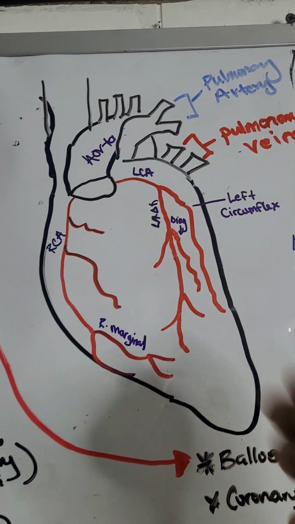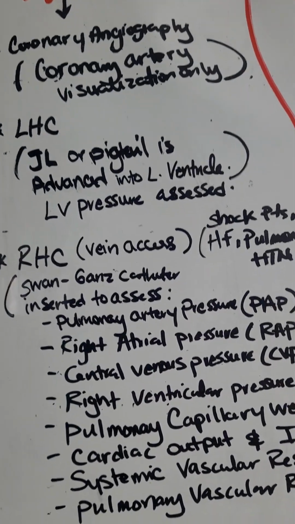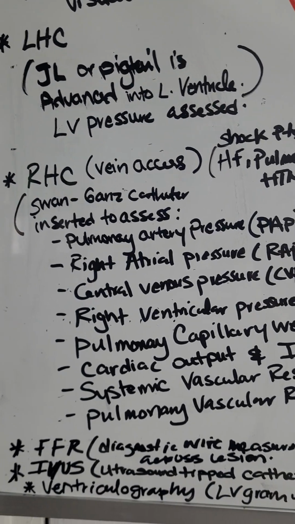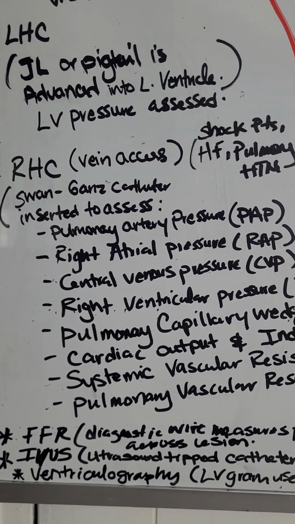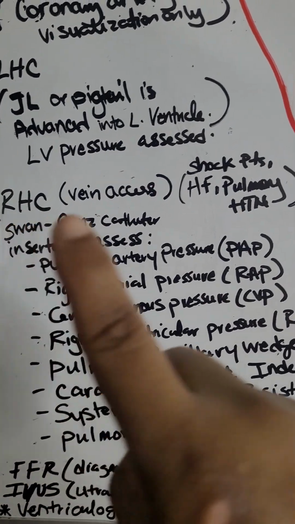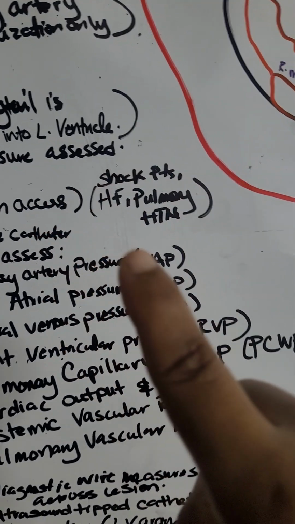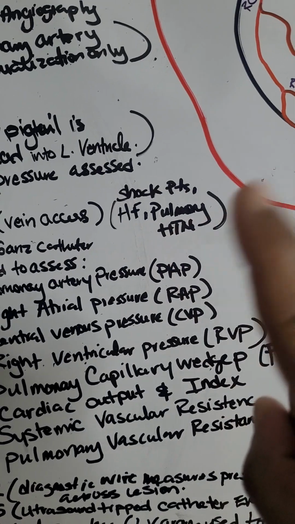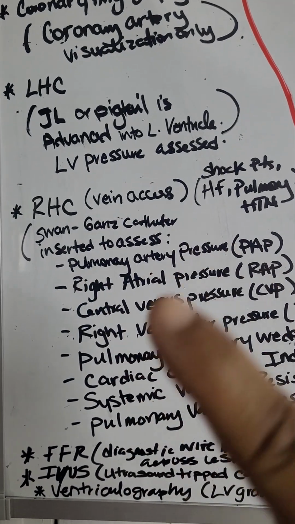So right heart cath. With that in mind, with a right heart cath, they are literally looking at pressures. Right heart cath is not looking at your coronary arteries. It is looking at the different pressures in the heart. Typically, these are the kind of patients you might see this done with, like a shock patient, heart failure, or pulmonary hypertension patient.